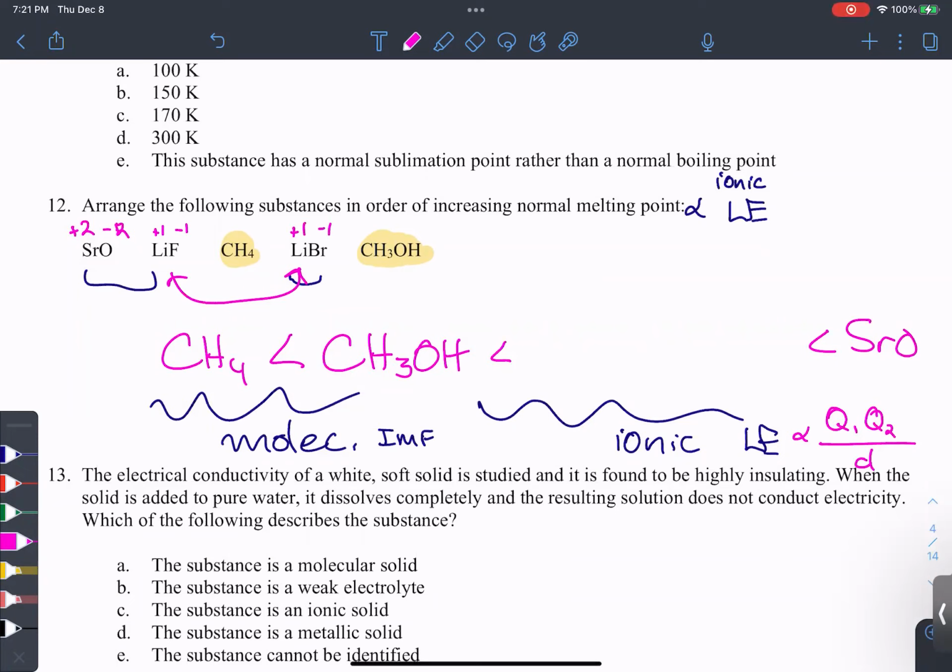The fluoride, yeah, because it's smaller. Basically, because the ions are smaller, they pack together more, so it's going to be harder to pull them apart to melt. Okay, so it's going to be the fluoride and then the bromide.